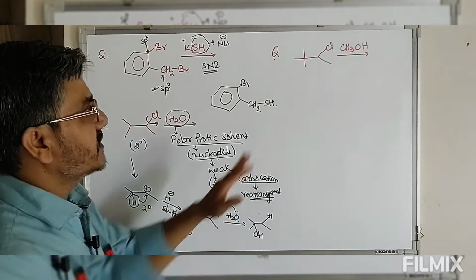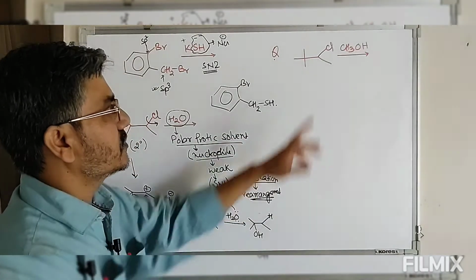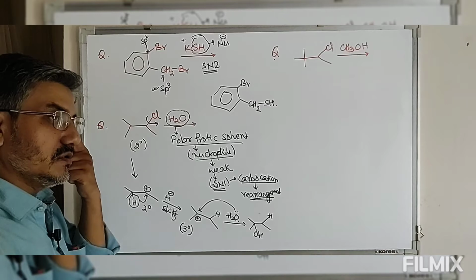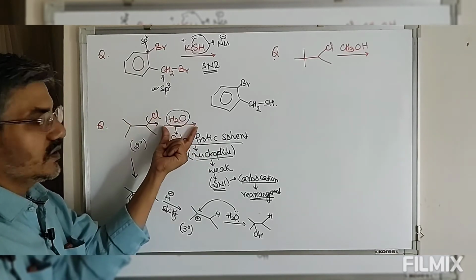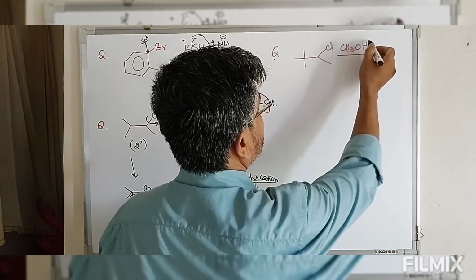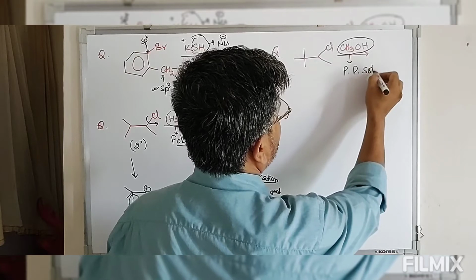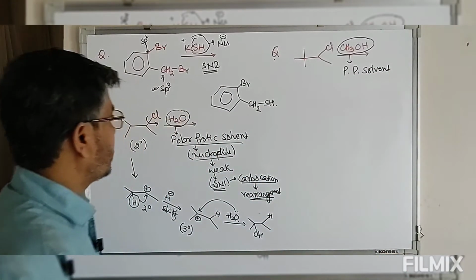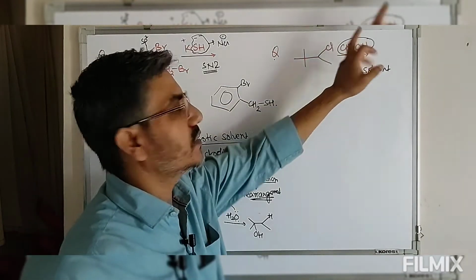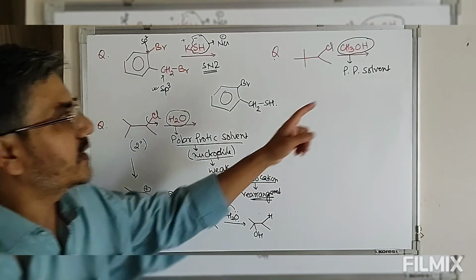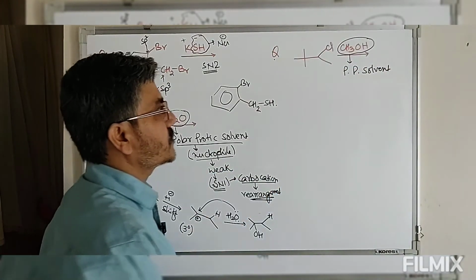Next problem. Again we have a secondary alkyl halide, which is to be treated with methanol. This reaction is almost parallel to the reaction when a secondary halide is treated with water. CH3OH is a polar protic solvent similar to water, because we have hydrogen bonded to oxygen. So this is polar and can act as acidic, so it acts as a polar protic solvent.